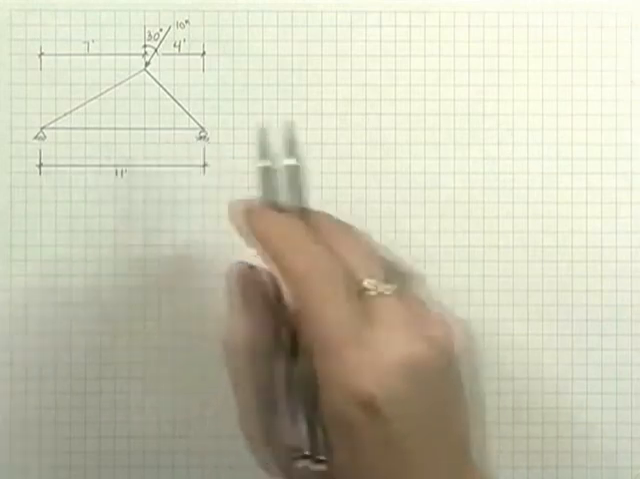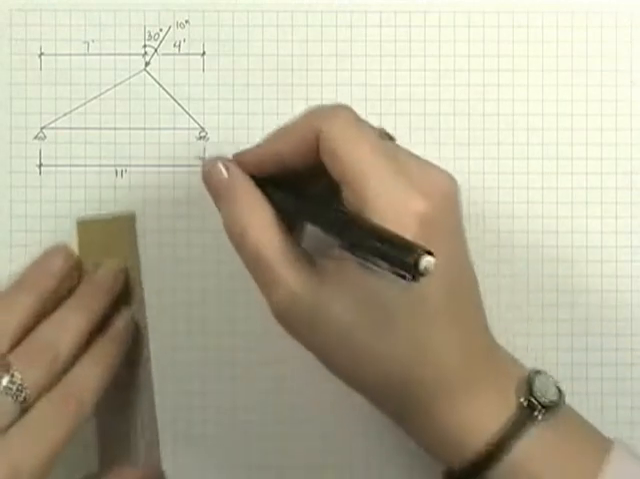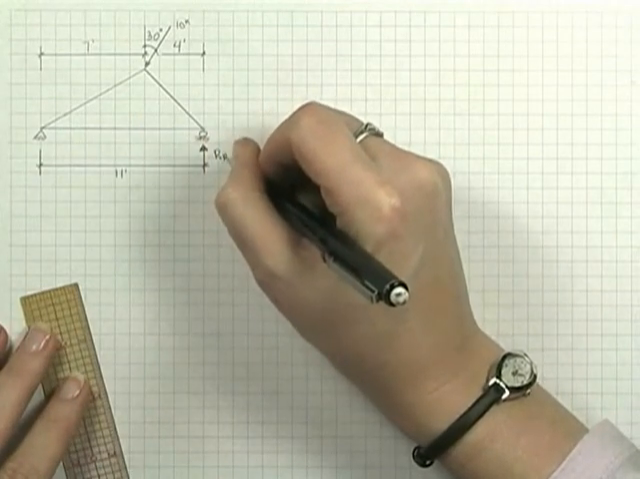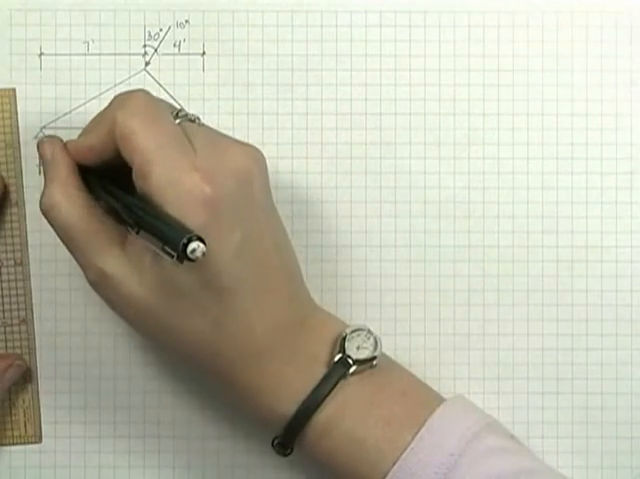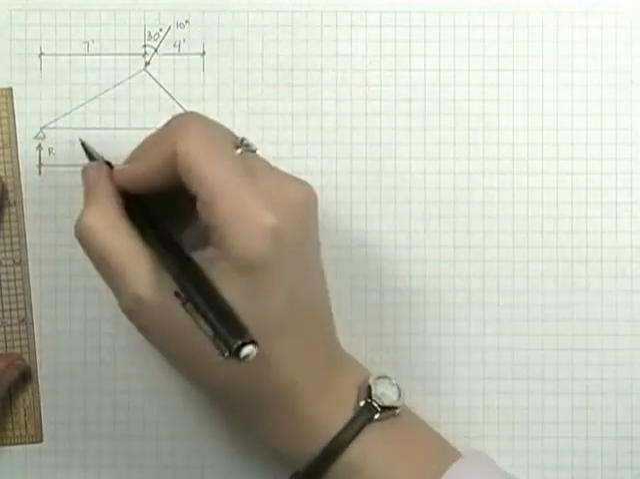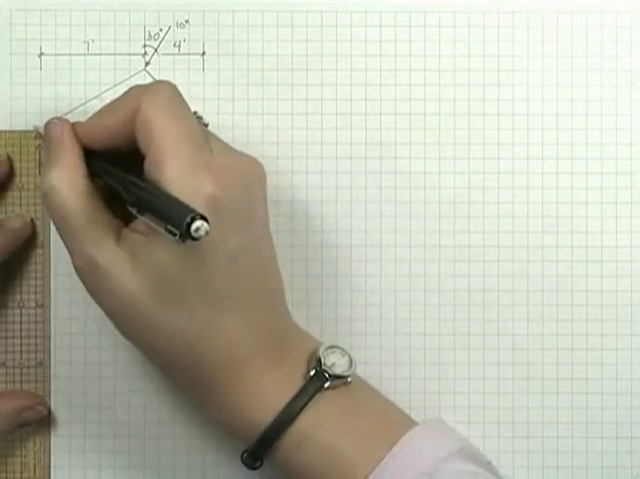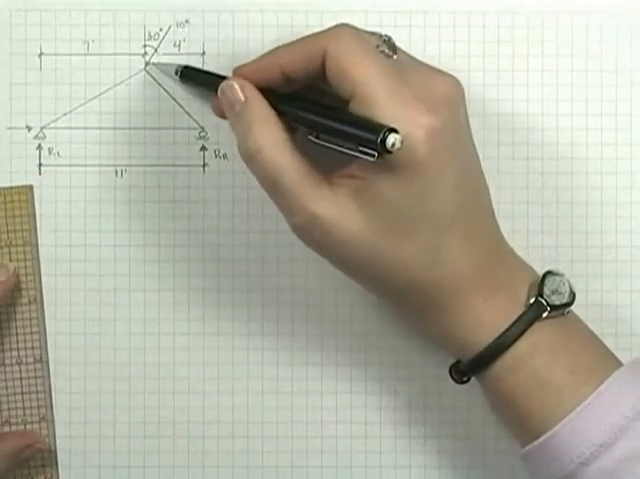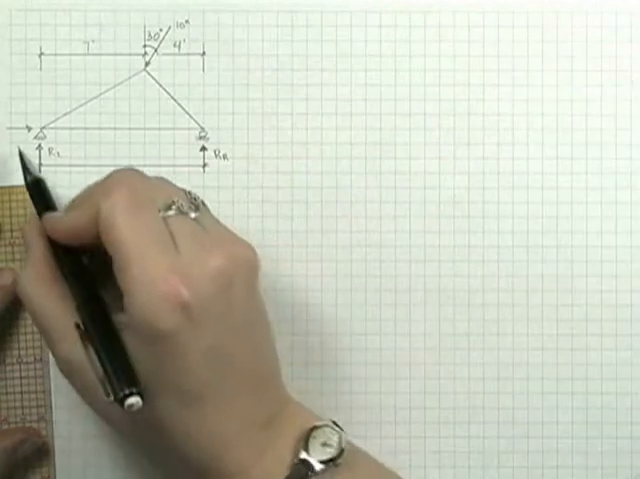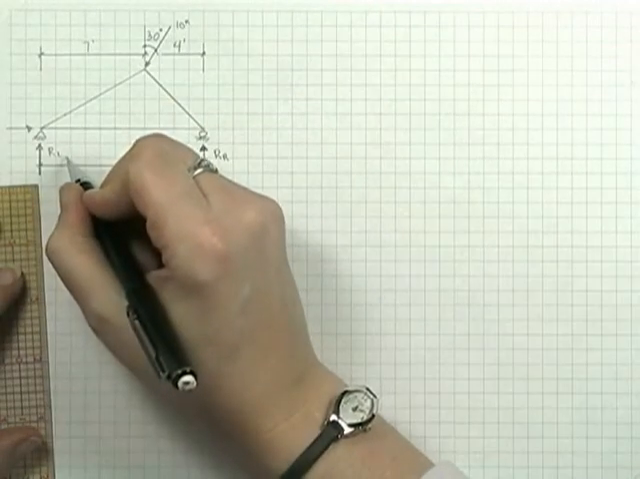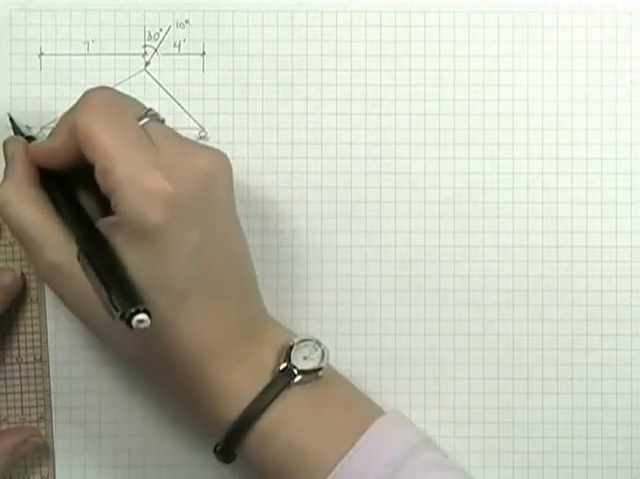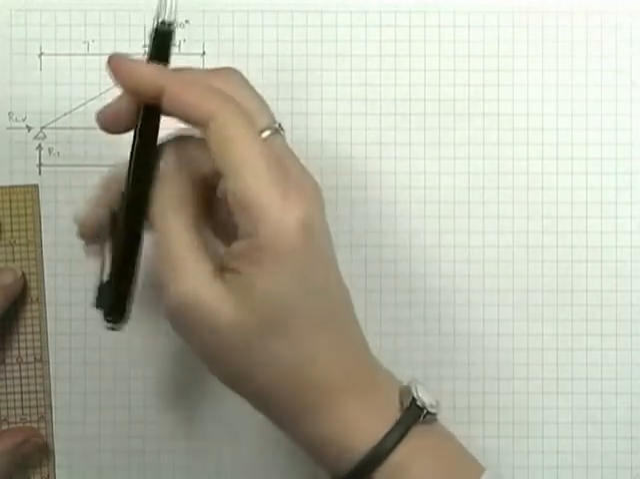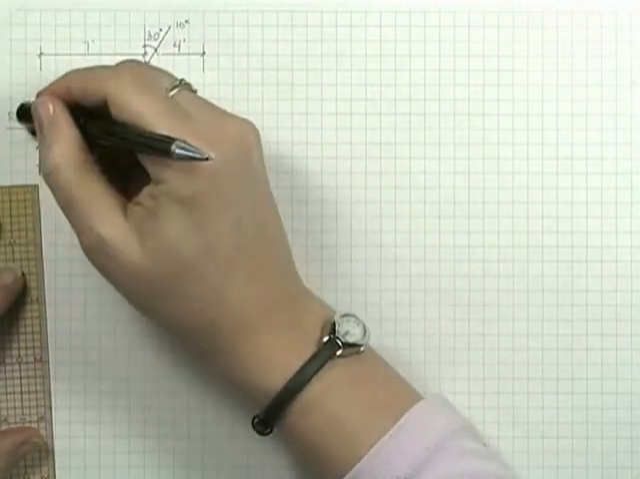Pin support on the left side, roller support on the right side. So we have potential for a vertical reaction on the right-hand side, a vertical reaction on the left-hand side, and a horizontal reaction on the left-hand side. This time, because we have a horizontal component of the 10 kip load, we will have a horizontal reaction. So we'll call this R left vertical and R left horizontal.